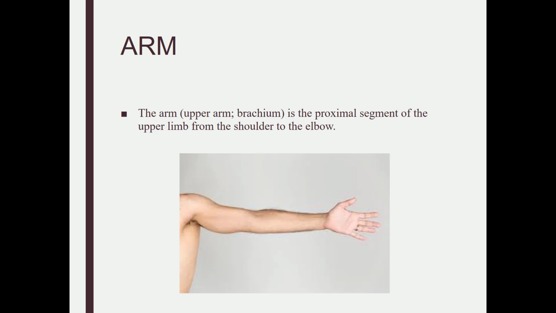First of all, what is the arm? The arm, which is also called the brachium. See here in this diagram, the arm is called the brachium. It is the proximal segment of the upper limb from the shoulder to the elbow. This is called the arm. The distal region is called the forearm. But today we will see which muscles are present in the anterior compartment of the arm.